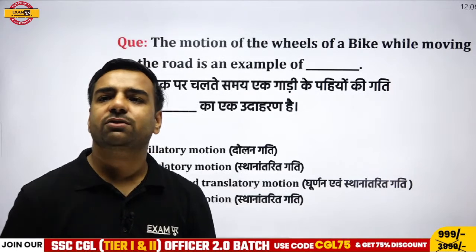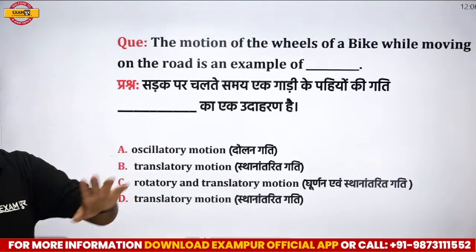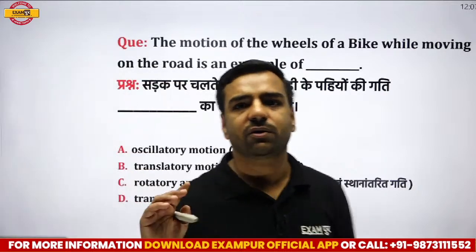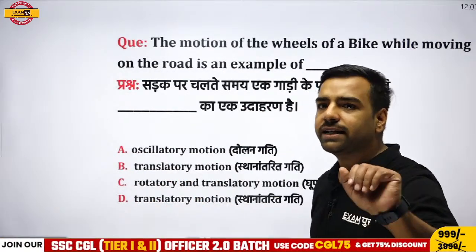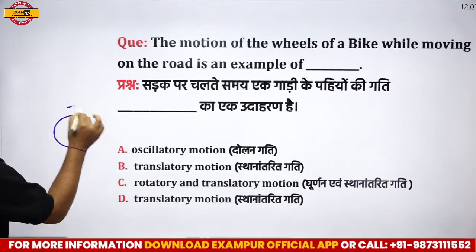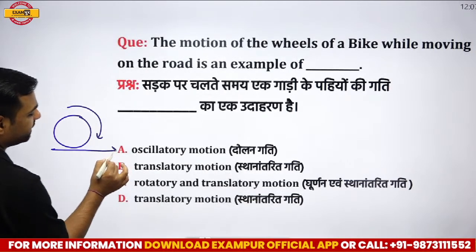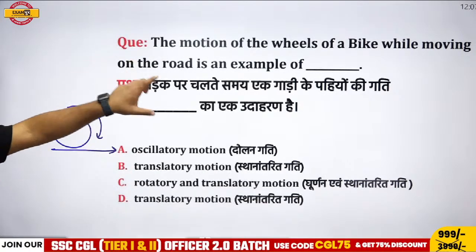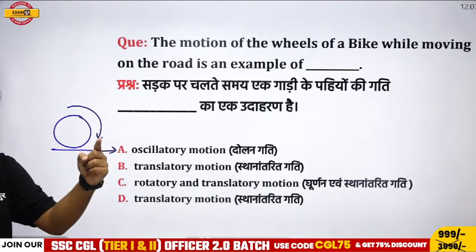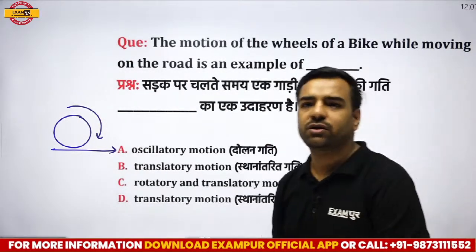I guess I'm getting your comments quite late. So Akhileshwar, Vikram. Very good. So Akhileshwar is the first one to answer this. Akhileshwar is saying that it would be rotatory and translatory both. And that's true. If I talk about rotatory, that means we are talking about this rotation part. And if I talk about translatory, this means we are talking about this movement in the straight direction. Since we are talking about the wheels of a bike, they are rotating and they are also moving in the straight direction.